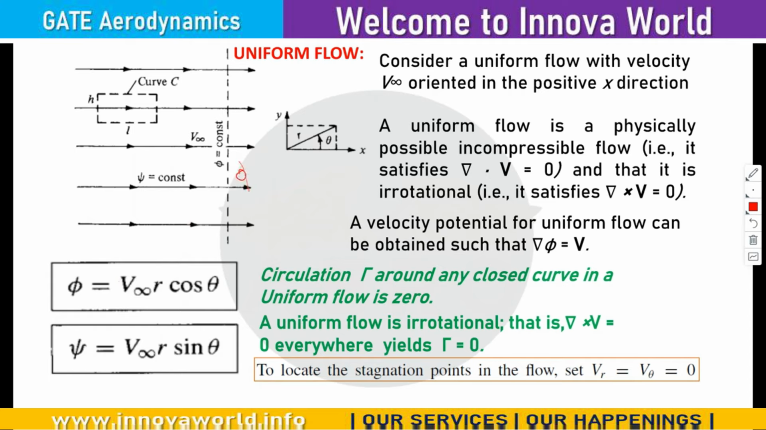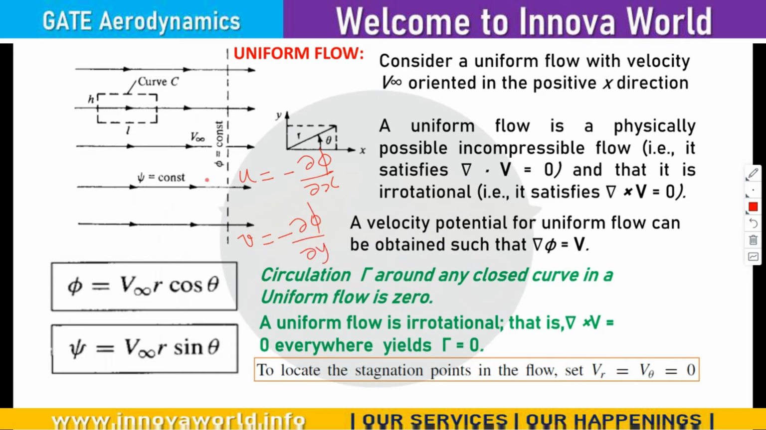That we used to write phi equals to, if I have to write in 2D form, we can write u equals to minus dou phi by dou x and v equals to minus dou phi by dou y. This is u and v.